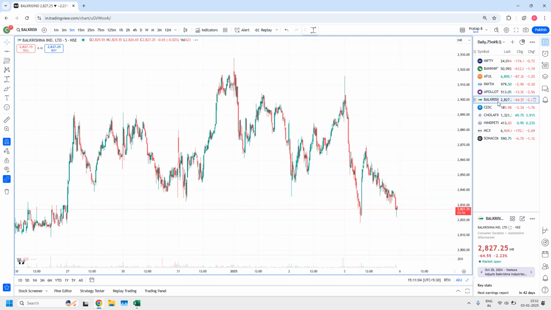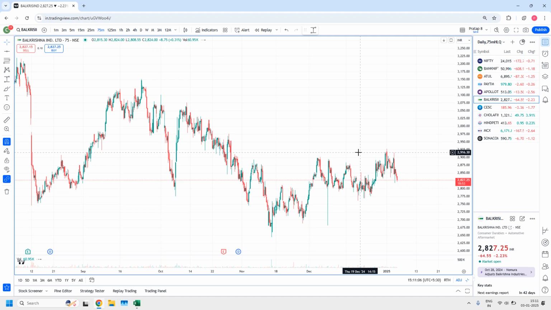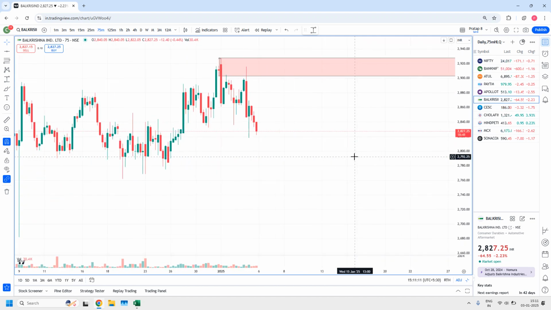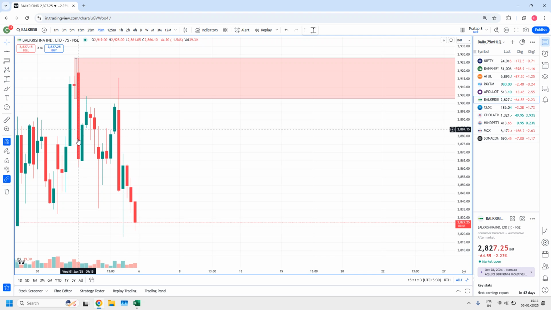Next one is Balakrishna Industries. This is also a 75 minutes high liquidity supply zone. Rally base drop, but did you notice? There are no fine-tuned zones. But today prices entered and sharply came down. But you can't plan the trade because there is no fine-tuned 5-minute zone at all.